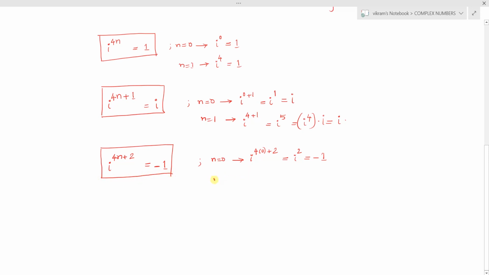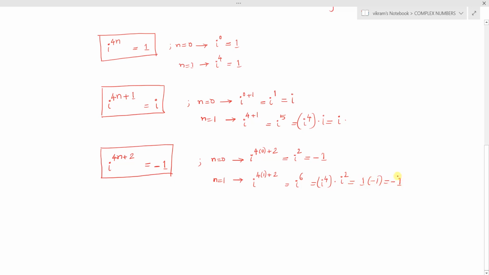And check again here, n equals 1. i^(4×1+2), i^6, which equals i^4 into i square. So i^4 is 1, i square is minus 1, then the resultant we are obtaining is minus 1.